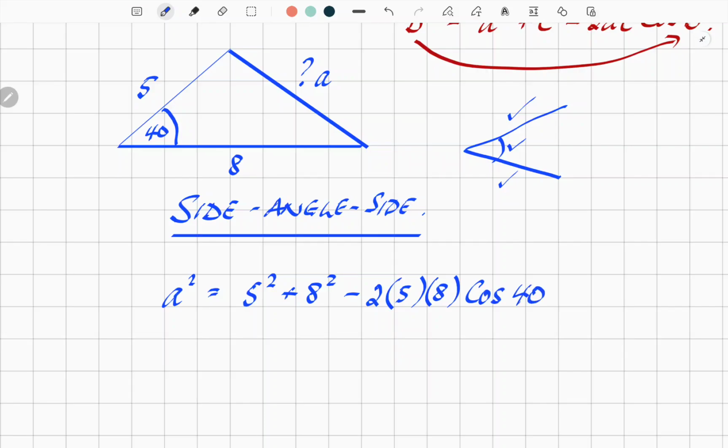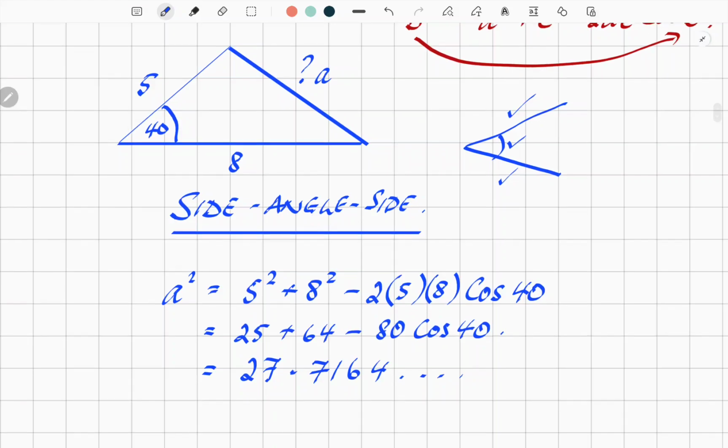Cos 40. All right, so simplify that a little. 25 plus 64 minus 80 cos 40. Let me just put that in the calculator. 89 minus 80 cos 40, and we get 27.7164 and so on.